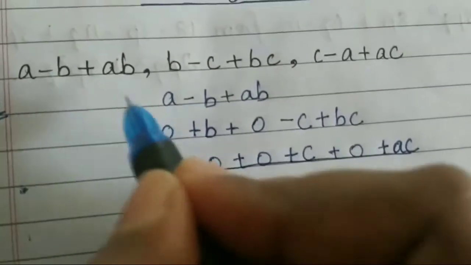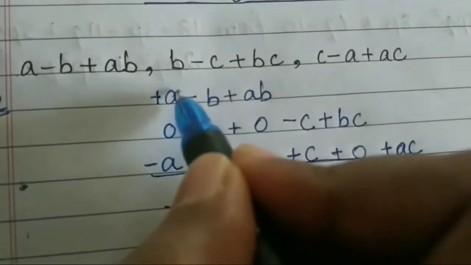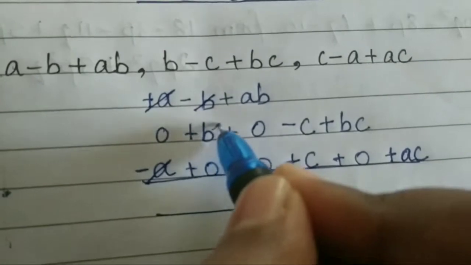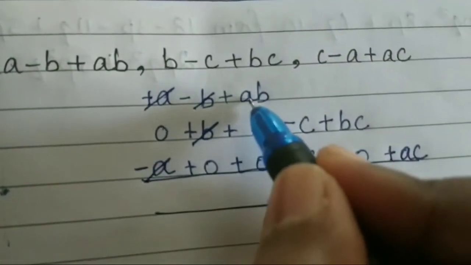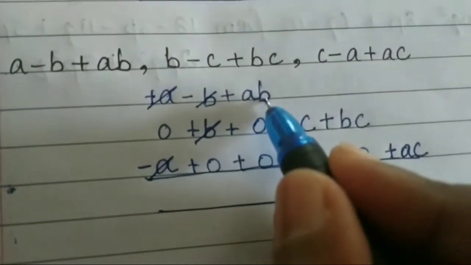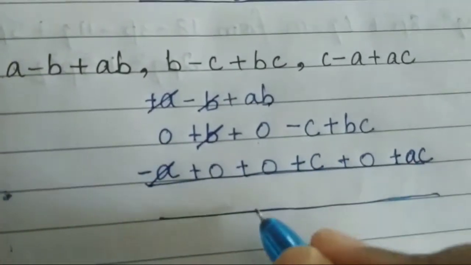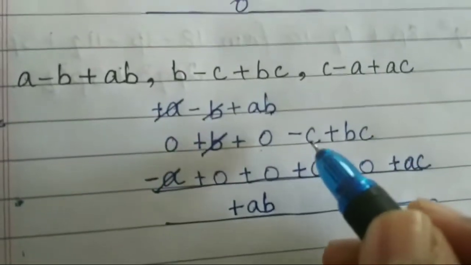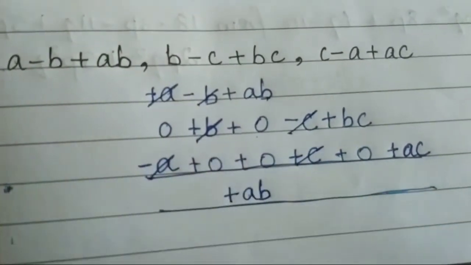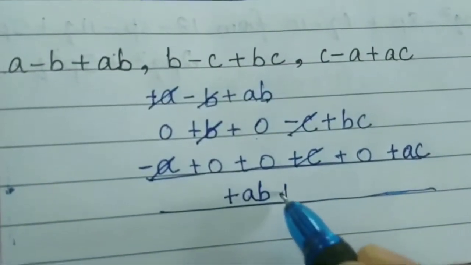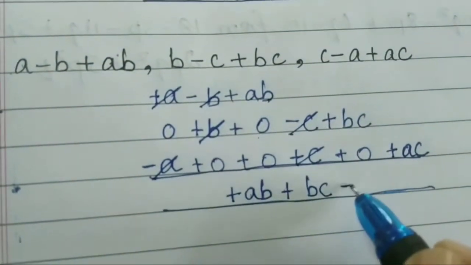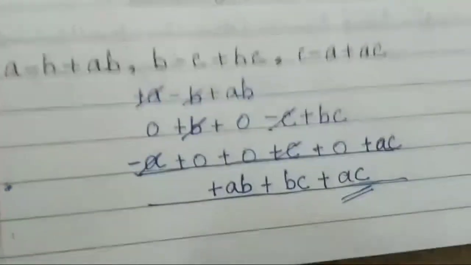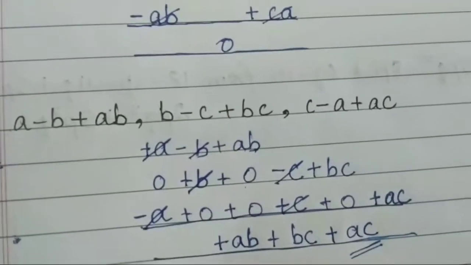Here this is plus A, again minus A, it is cancelled. Then minus B plus B is cancelled. What we are left with? Plus AB plus 0, we are left with AB. Then minus C plus C is cancelled. Here we are left with plus BC, and this plus AC will be as it is. So that's all is the answer for this question.